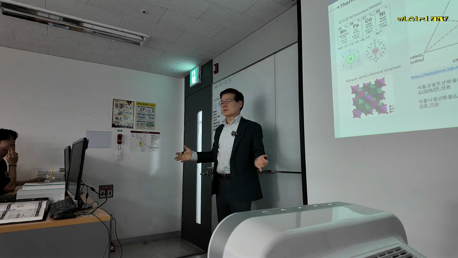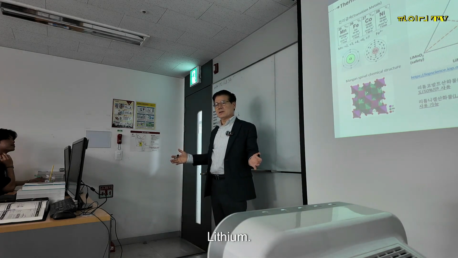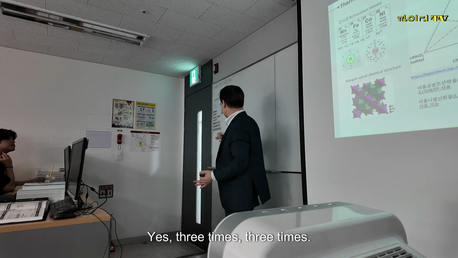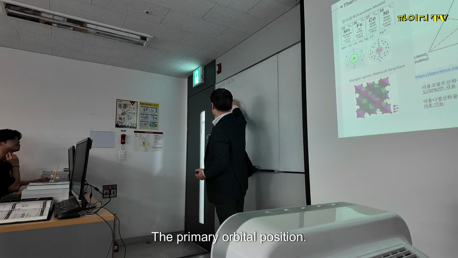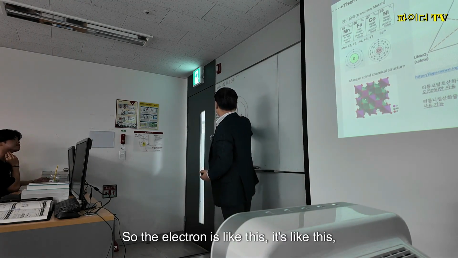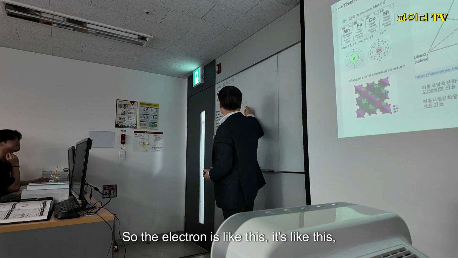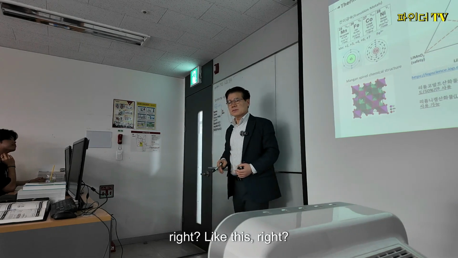Li. What is the atomic number of lithium? Yes, 3. The first orbital, and there's a second orbital, right? So the electrons are like this, like this, like this, and there's one out there, right? Like this, right?